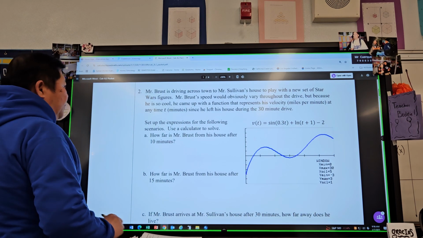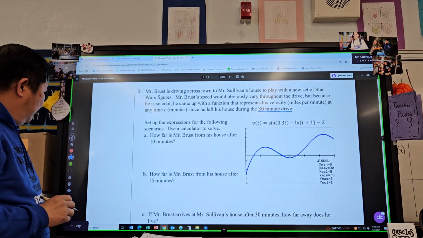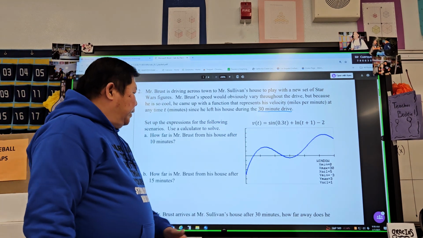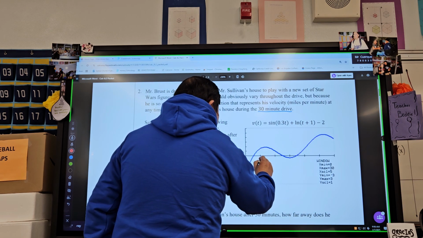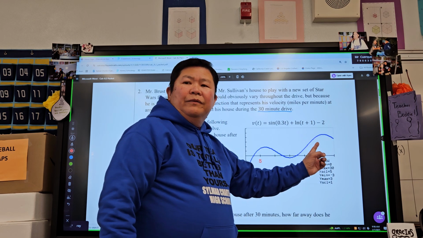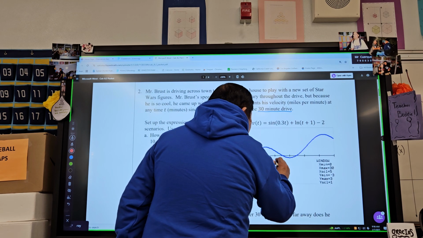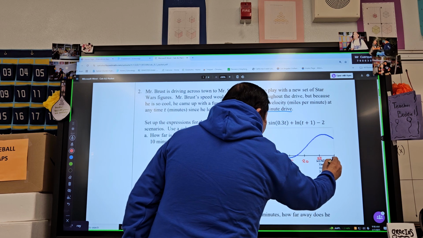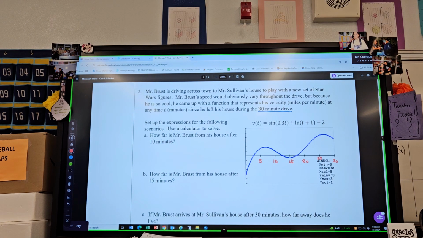Okay, so please, I want you to, if you have highlighter, highlight this 30-minute drive. So, from this graph, if this entire graph is 30, what did I say for x scale? 5. So, it's an interval of 5, right? So this means this is 5, 10, 15, 20, 25, and 30. That's the 30-minute drive.